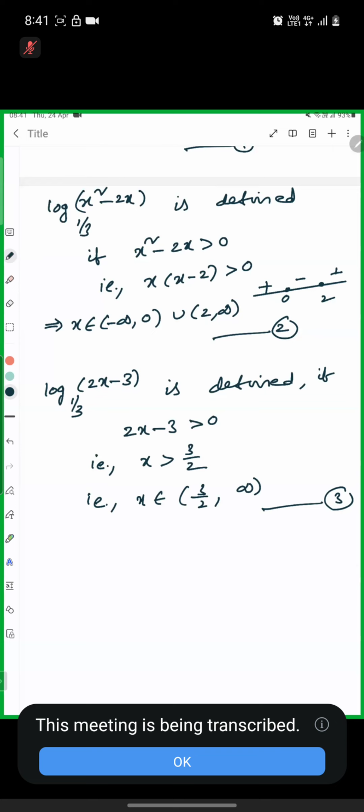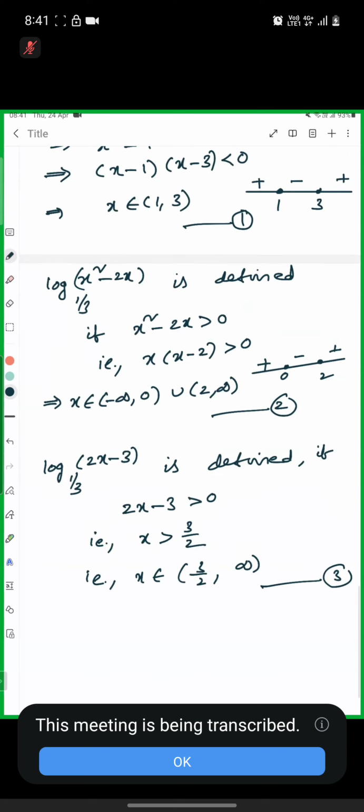Now we get 3 intervals. You have to find out the common values. So for that, take a real line.